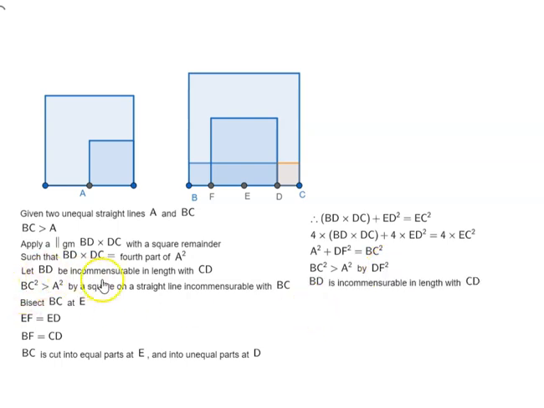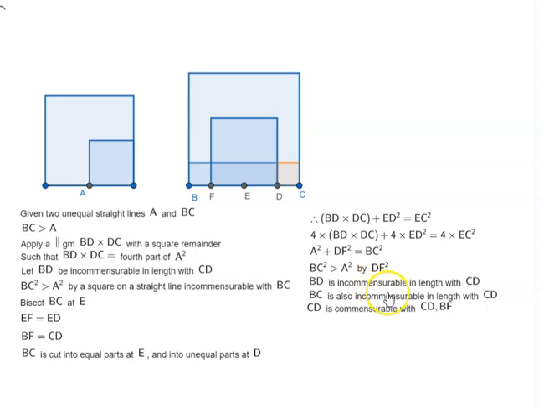We started off by saying BD is incommensurable in length with CD. Now, if BD is incommensurable with CD, that means BC, which is the sum of BD and DC, is also incommensurable in length with CD. And CD is commensurable with CD and BF because CD will measure itself. And CD is equal to BF. So CD is commensurable with CD and BF.